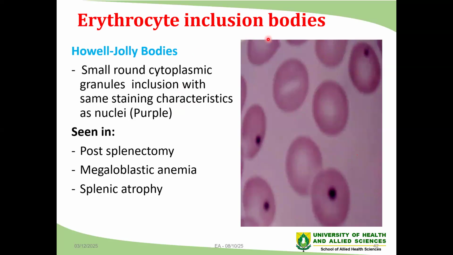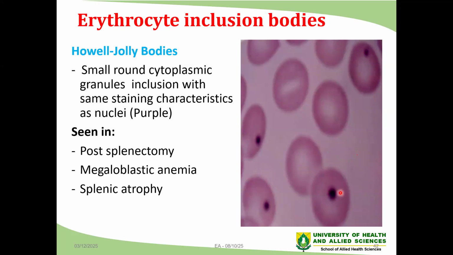Next, we move on to look at inclusion bodies, red cell inclusion bodies. The first we'll look at is what we call the Howell-Jolly bodies. In this picture, we can see some oval-looking cells, and they are large as well. So these look like macrocytes.